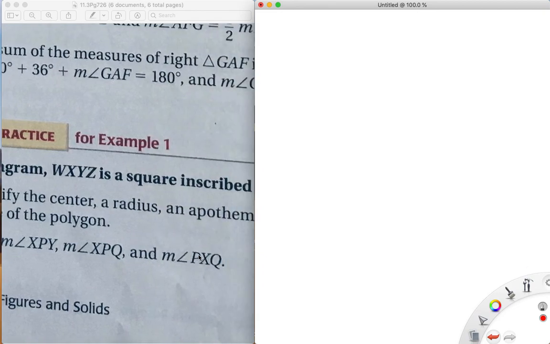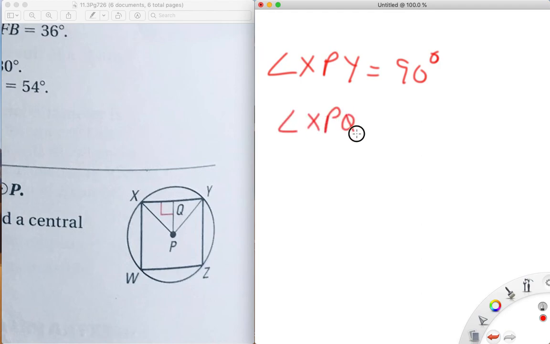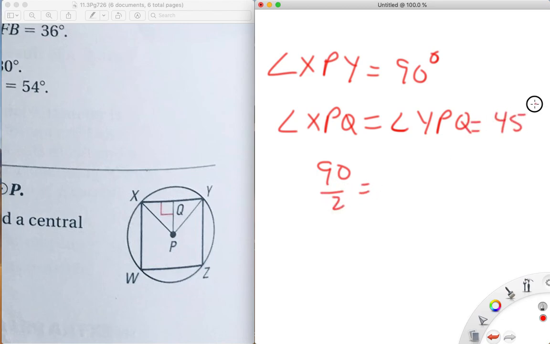Oh, they want us to find all of the angles. Okay, so if XPY is equal to 90 degrees, then I know that angle XPQ is equal to angle YPQ, because it's an angle bisector, it cuts it in half. So that's going to be 90 over 2, so these guys are each 45 degrees. And that's important when we find out how to solve for the area of these regular polygons in a moment.